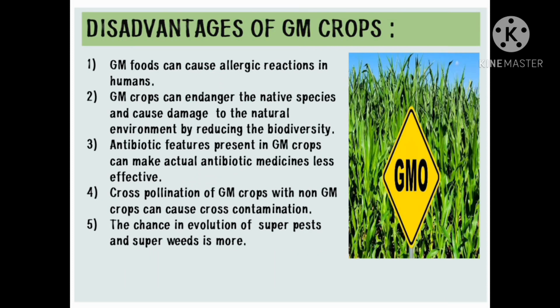Disadvantages of GM crops. GM foods can cause allergic reactions in humans. GM crops can endanger native species and cause damage to the natural environment by reducing biodiversity. Antibiotic features present in GM crops can make actual antibiotic medicines less effective. Cross-pollination of GM crops with non-GM crops can cause cross-contamination. The chance of evolution of super pests and super weeds is greater.